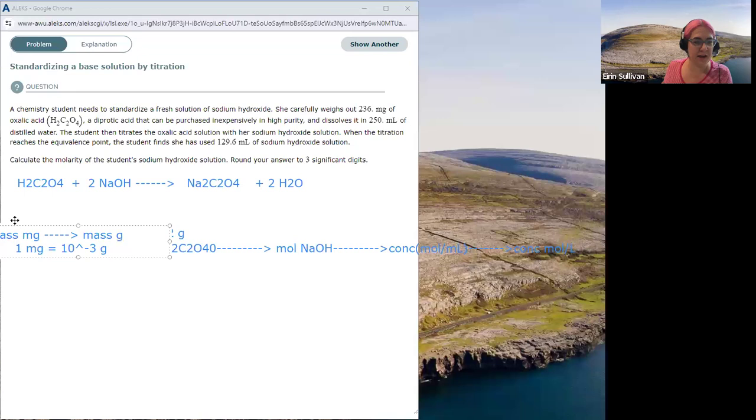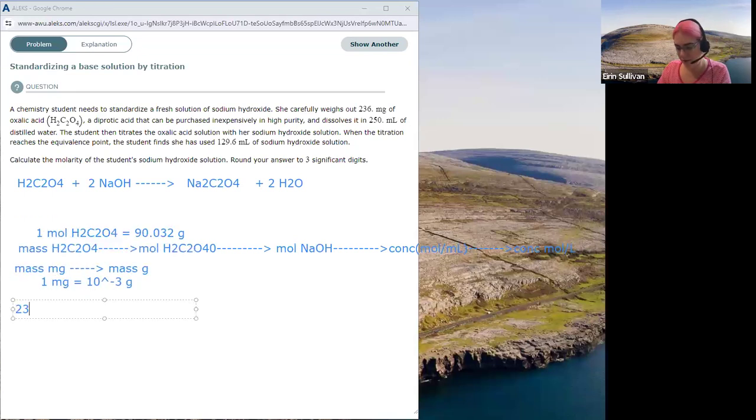Okay, so we're going to stick that on the front there. 236 milligrams then. So 10 to the minus 3 grams, that's supposed to be a minus, is 1 milligram. So let's get that equivalency in there as a unit conversion factor.